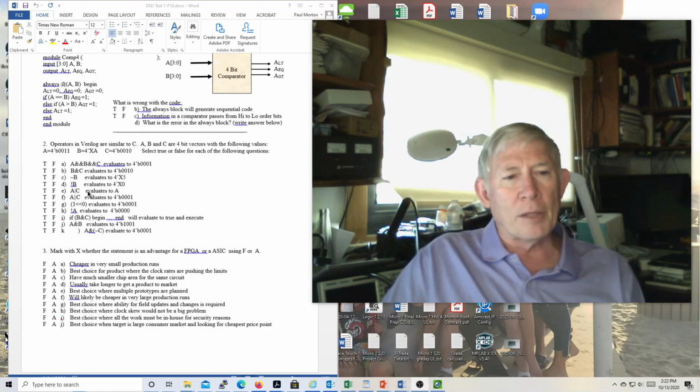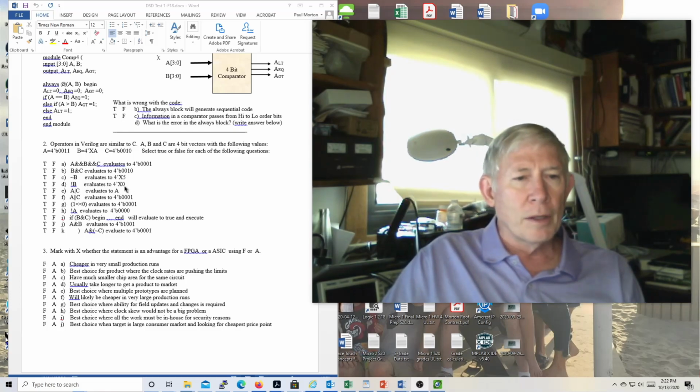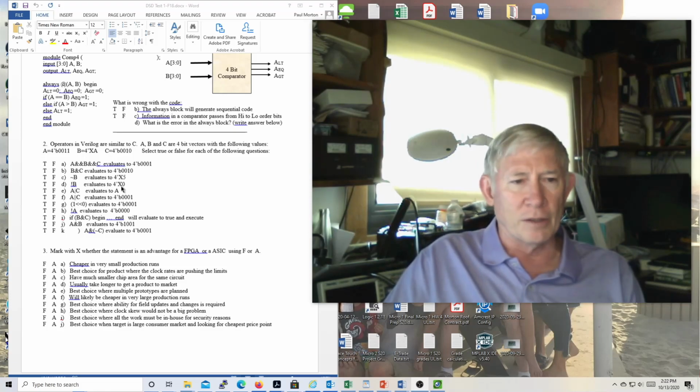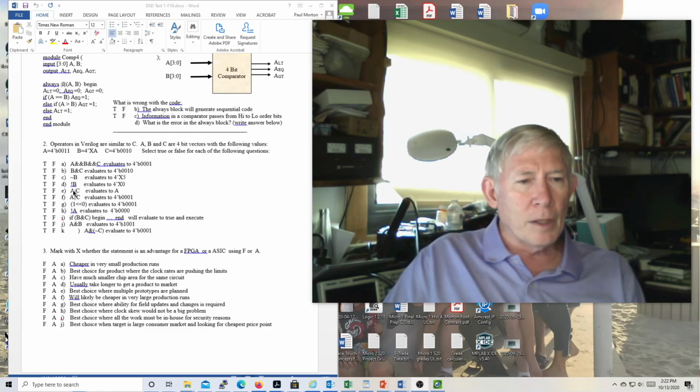Okay, not B is obviously 0. And 4 tick X0, that's not correct either because the X is not a hex designator. So that's false. That would be unknown, but it's known. It's a 0. It's 0000.